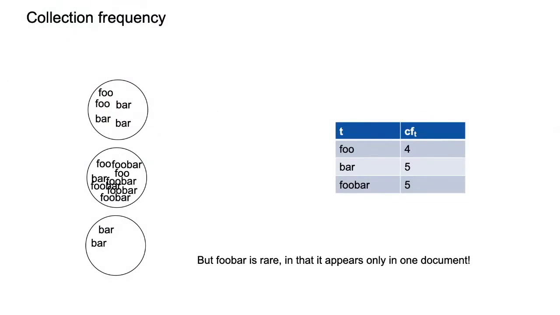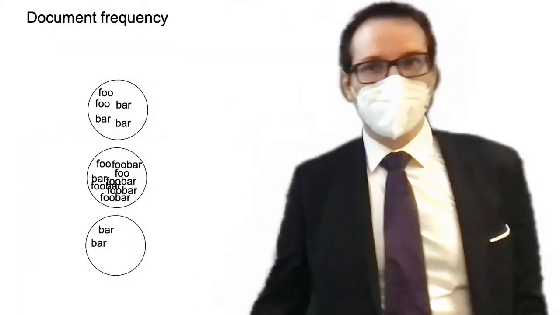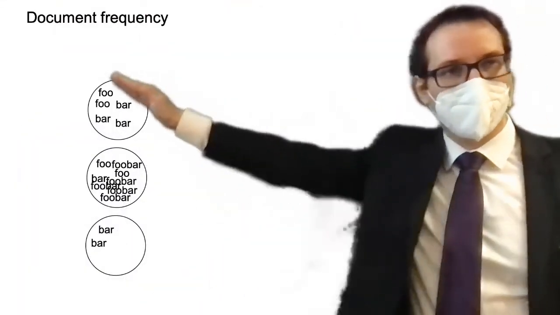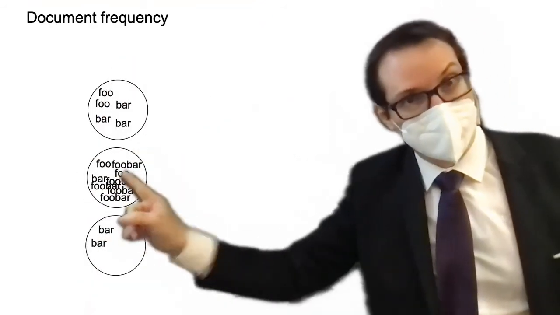Right. But the problem with the collection frequency is that it doesn't capture the fact that foo bar is all concentrated in the middle document, while foo and bar are a bit more distributed. So that's a limitation. So we have something even better that's called the document frequency. It doesn't count the overall number of occurrences, but it counts the number of documents that contain a term.